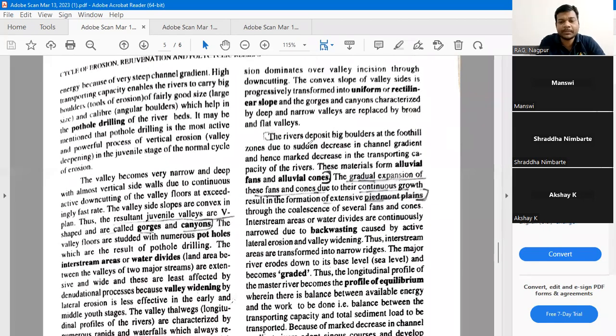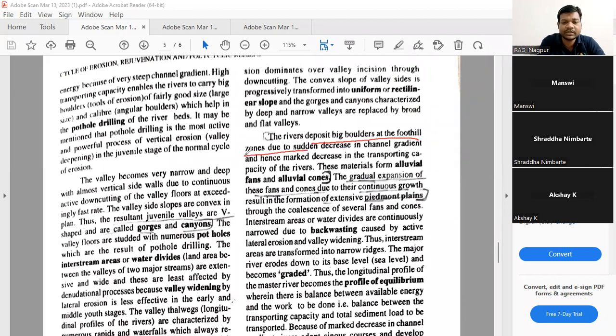So the rivers deposit big boulders at the foothill zones due to a sudden decrease in channel gradient and hence a marked decrease in the transporting capacity of the river. This material forms the alluvial fans or alluvial cones, because in the youth stage, the river had more transporting capacity. As it came onto the plains, the transporting capacity was lost, right?